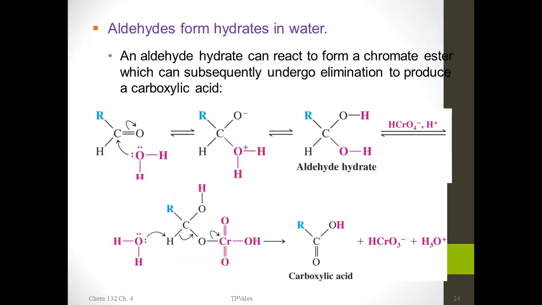Now let's go to aldehydes. Aldehydes form hydrates in water. An aldehyde hydrate can react to form a chromate ester, which can subsequently undergo elimination to produce a carboxylic acid. You have your final product here: from the aldehyde you get the carboxylic acid. But before that, it goes through an aldehyde hydrate. So what is an aldehyde hydrate, and how does it happen?